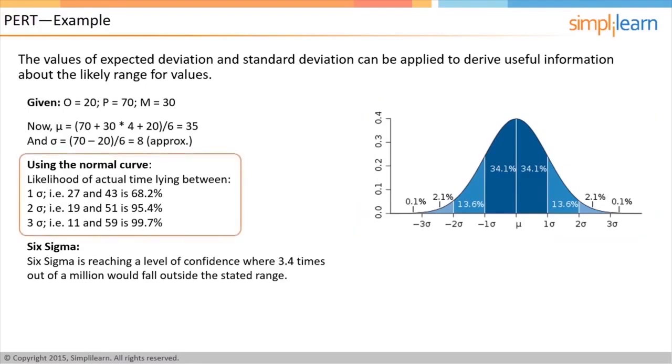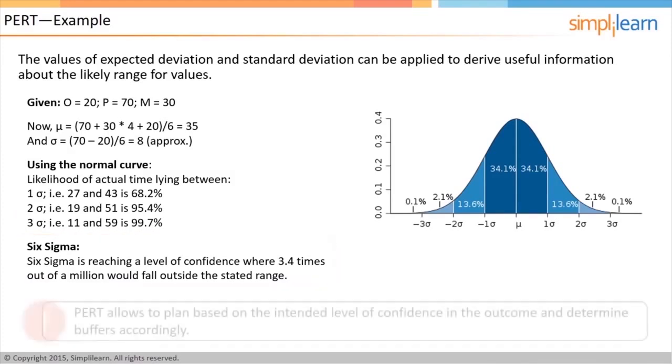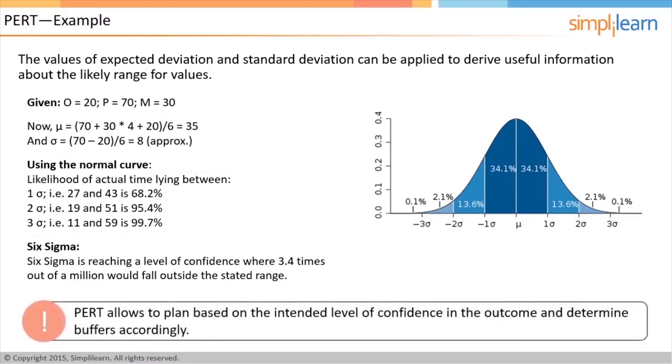There is a 68% probability of the actual value falling within first sigma from the mean, 95.4% probability for the second sigma, and 99.7% probability of the actual value falling within third sigma. Extending this logic, the notion of 6 sigma is reaching a level of confidence that only 3.4 times out of a million would the actual value fall outside the stated range. PERT allows you to plan based on the intended level of confidence in the outcome and determine buffers accordingly. Let us discuss the critical path method in the next screen.